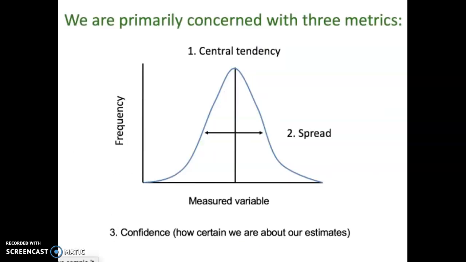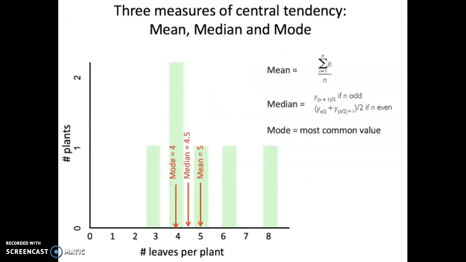So usually when we're sampling a population, we're concerned about 3 different types of metrics. We want to know something about the central tendency, something about the spread of the data, and something about our confidence. In other words, how certain we are about our estimates. So on the next couple of slides, I want to talk about how we measure 2 of those, the central tendency and the spread of the data.